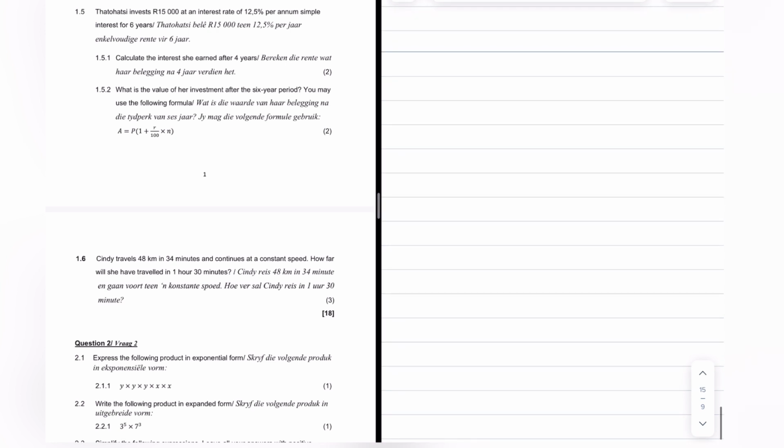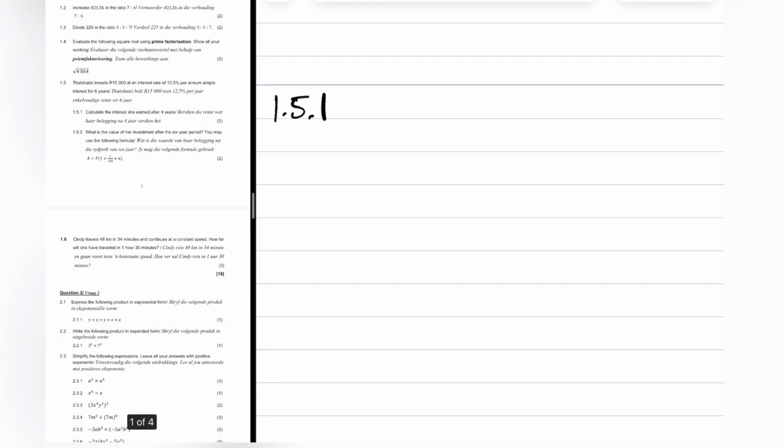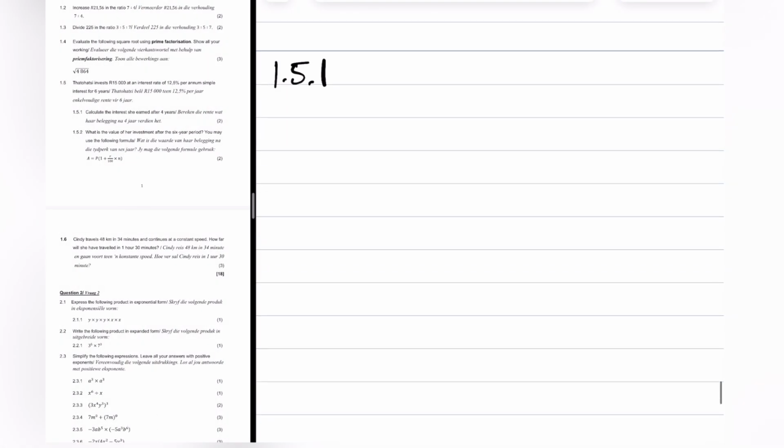Nommer 1.5.1 vra soos volg. Bereken die rente wat haar belegging na 4 jaar verdien het. Calculate the interest she earned after 4 years. Now, there's an equation that you guys have been taught for simple interest. I'm going to start with the English one.